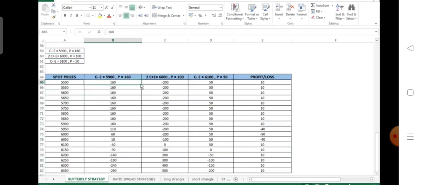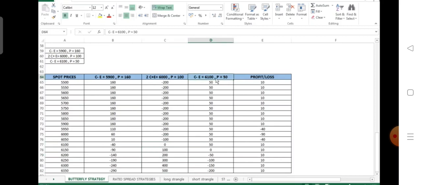So the call sold at 5900 has a premium of 160. The call option will lapse at 5900 or below, giving a fixed profit of 160. Thereafter it starts incurring a loss. We have purchased two call options at 6000 levels. So at 6000 and below the call option lapses, above which the call option starts giving us profit. So at 6100 this particular option breaks even, and above which it starts giving us profit.